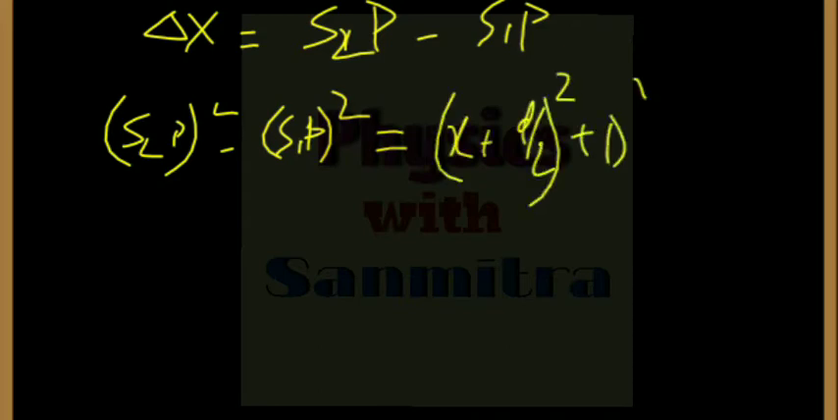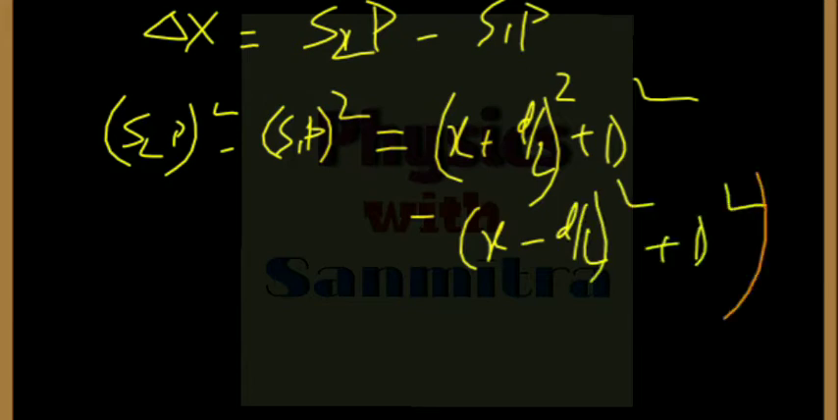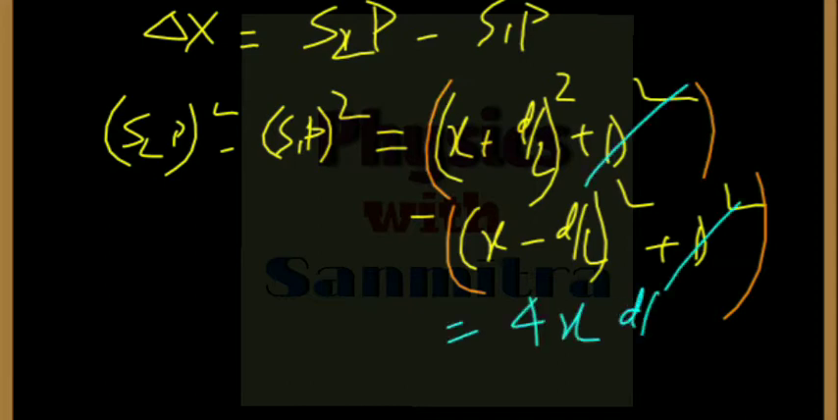Just see, S2P square minus S1P square, what will be that? That will be x plus d by 2 whole square plus D square. This is my S2P minus x minus d by 2 whole square plus D square. This is my total. Here also total one. Now d square and D square will cancel. It will be 4x into d by 2, that is 2xd.